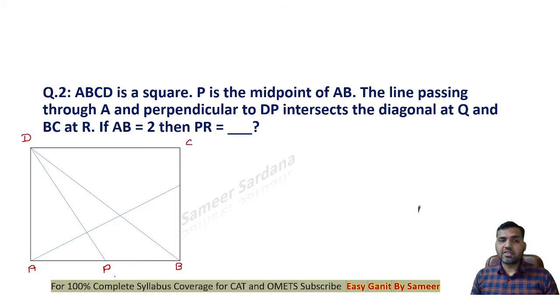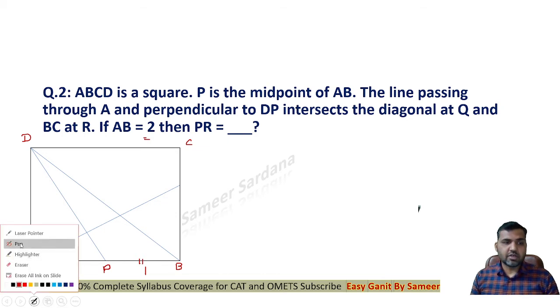So see that ABCD is a square, P is a midpoint. When I say that P is a midpoint, both of these two sides' lengths will be equal. And because it's given that AB is 2, can I say this length will be 1, and this length will also be 1. Now the line passing through A and perpendicular to DP.